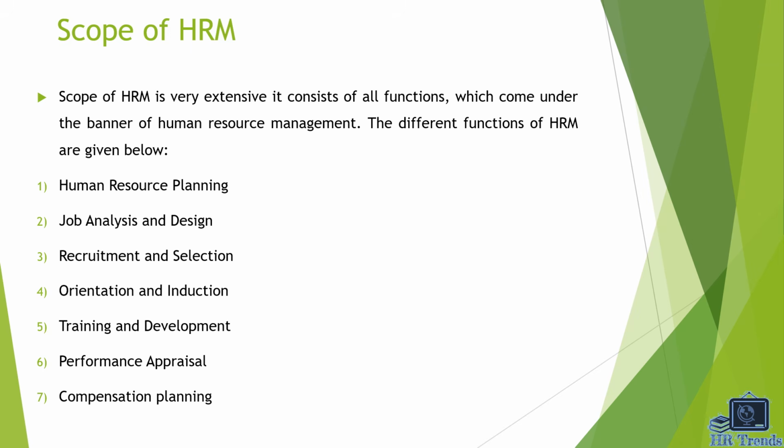The first one is human resource planning. The second one is job analysis and design. Third one is recruitment and selection, orientation and induction, training and development, performance appraisal, and the last one is compensation planning. We'll discuss all these functions of HRM or the scope of HRM in detail in our upcoming videos, but we'll tell you in brief about the scope in upcoming slides.